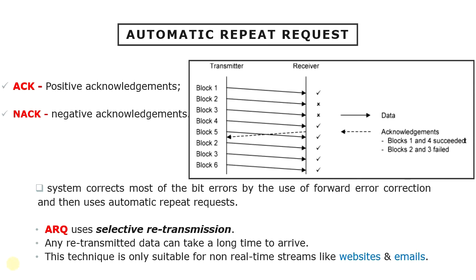Normally, ARQ uses a technique called selective retransmission, in which the receiver waits for several blocks of data to arrive before acknowledging them all. This allows the transmitter to continue sending data without waiting for an acknowledgement. But it means that any retransmitted data can take a long time to arrive. Consequently, this technique is only suitable for non-real-time streams such as web pages and emails.